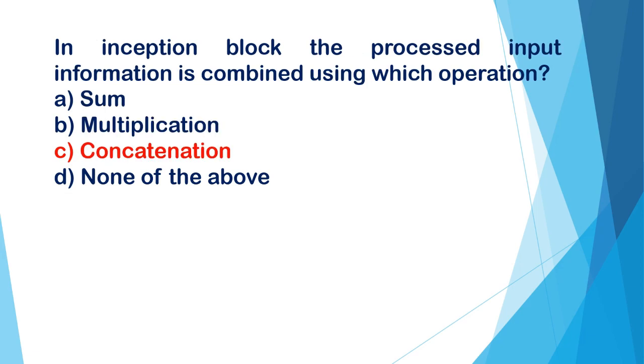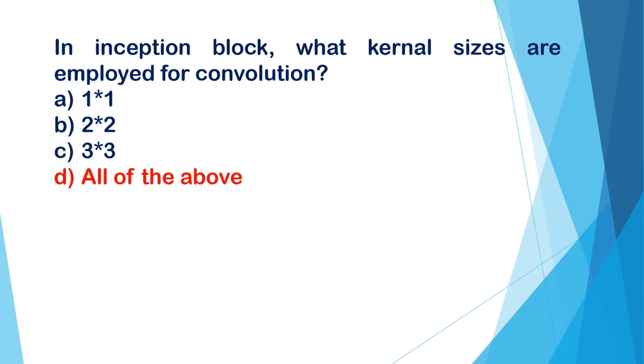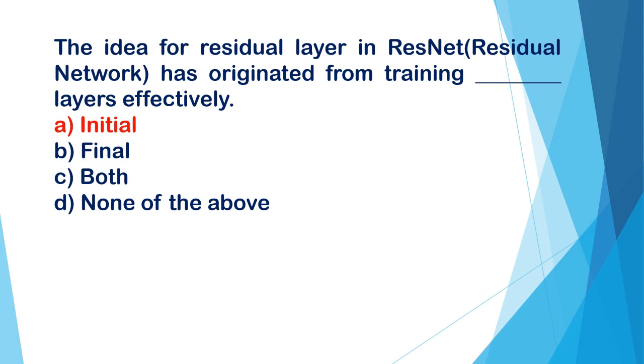In an inception block, the processed input information is combined using which operation? A: sum, B: multiplication, C: concatenation, D: none of the above. And the correct option is C, concatenation. In an inception block, what kernel sizes are employed for convolution? A: 1x1, B: 2x2, C: 3x3, D: all of the above. And the correct option is D, all of the above. The idea for the residual layer in ResNet, the residual network, has originated from training dash layers effectively.